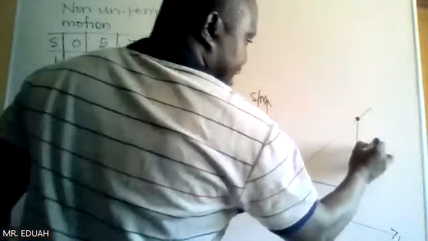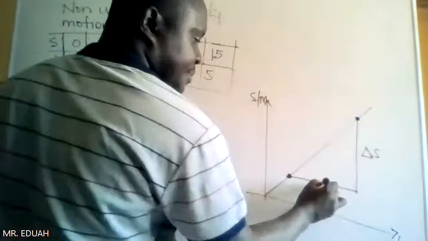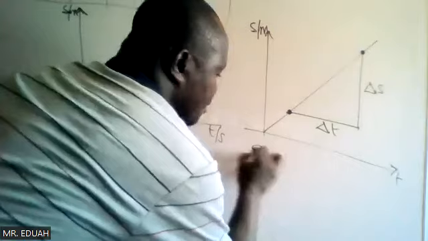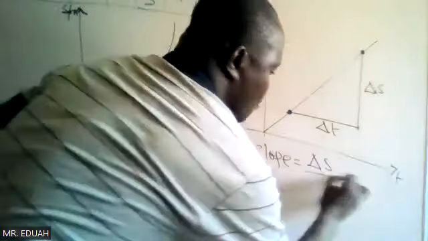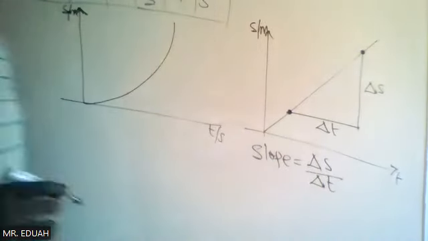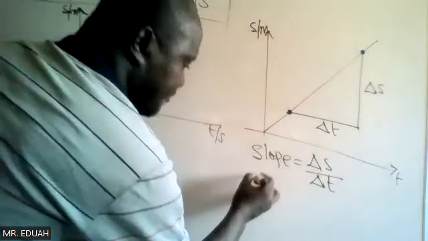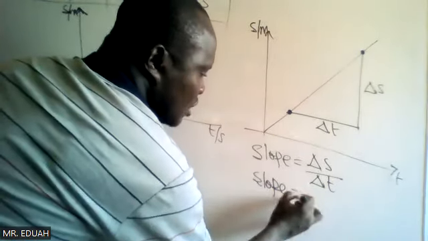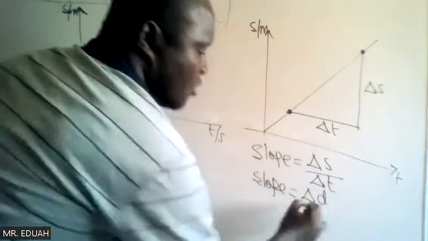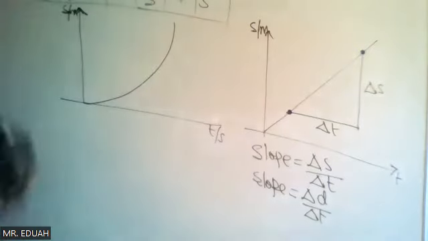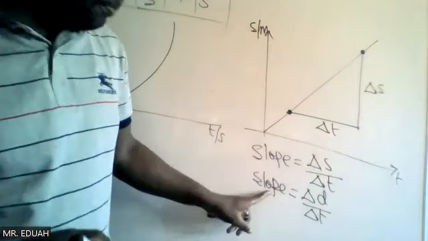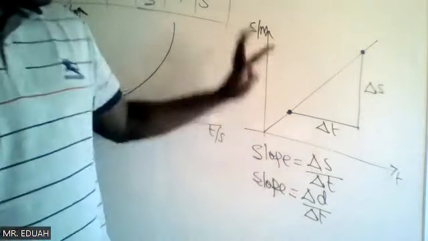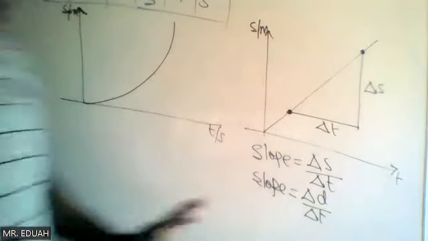So if it's a displacement time graph, the slope is equal to the change in displacement over change in time. If it's a distance time graph, then the slope is equal to the change in distance over change in time. So for a uniform speed or velocity motion, the slope is always equal to the velocity or the speed.